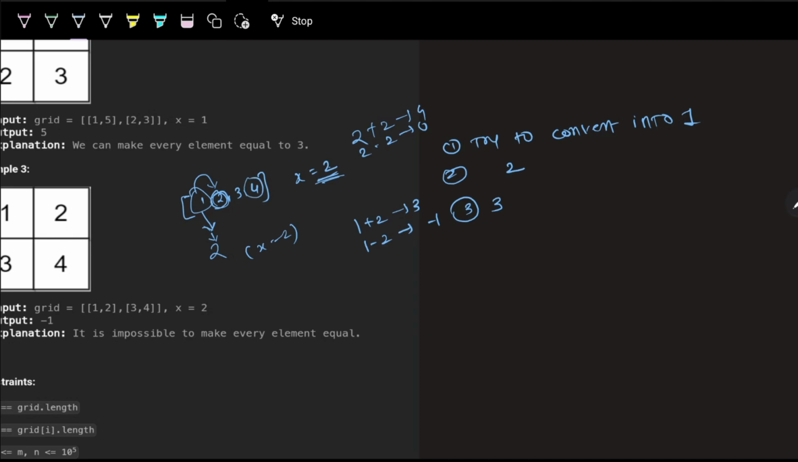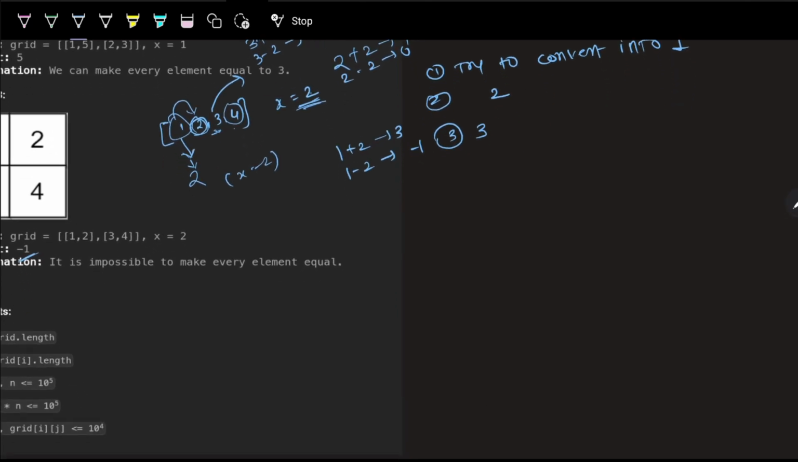Let's try now converting into 4. For this 3, 3 plus 2 will give you 5, or 3 minus 2 will give you 1. So it is not possible to convert this 3 into 4. It means it is not possible to convert all the elements into a unique value. That's why the output for this test case is -1.